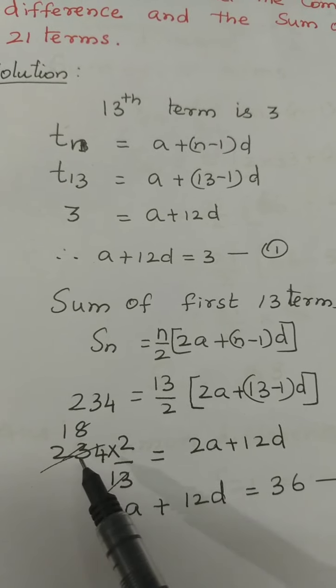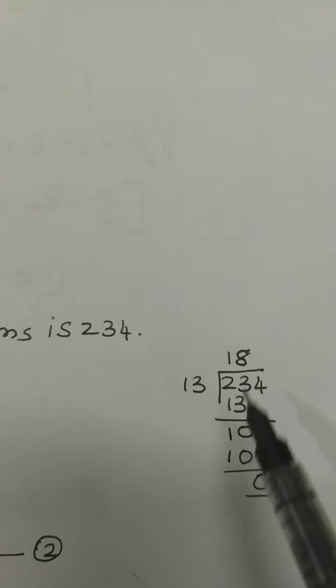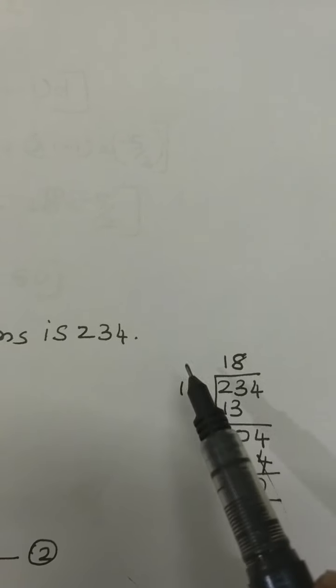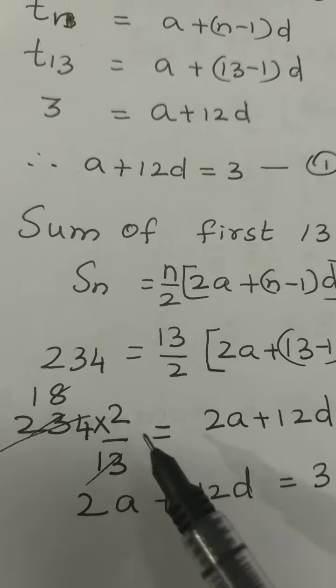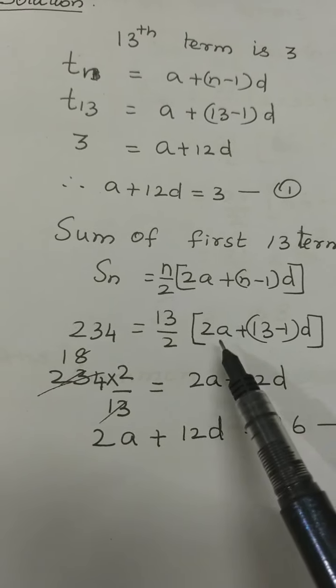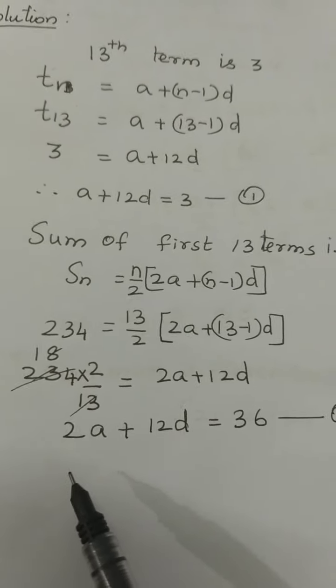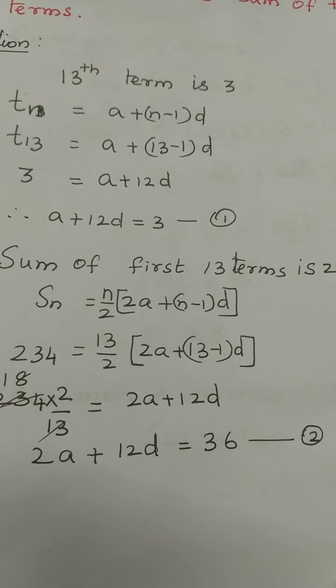Now in the 13th table you are cancelling this. You divide and see. 13 ones are 13, remaining 104. Then 8 13s are 104. So it will come 18. 18 into 2, 36. So the second equation is 2a plus 12d is equal to 36.